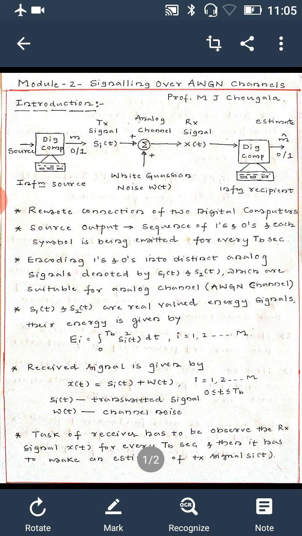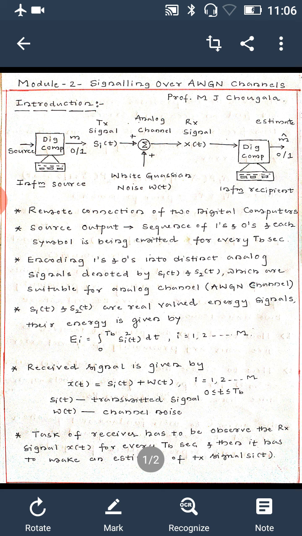Why is this channel called the AWGN channel? Whenever you transmit any signal through an analog channel, each analog channel is characterized by its own noise, and this noise is added to the transmitted signal. So this noise is additive in nature. That's why the first letter A means additive, and W means white. AWGN: additive white. Why is the noise called white noise?